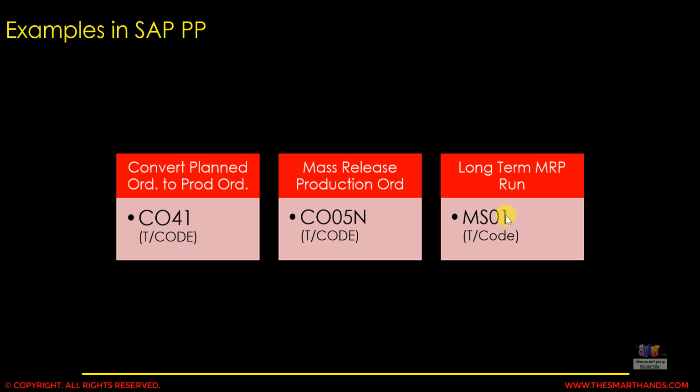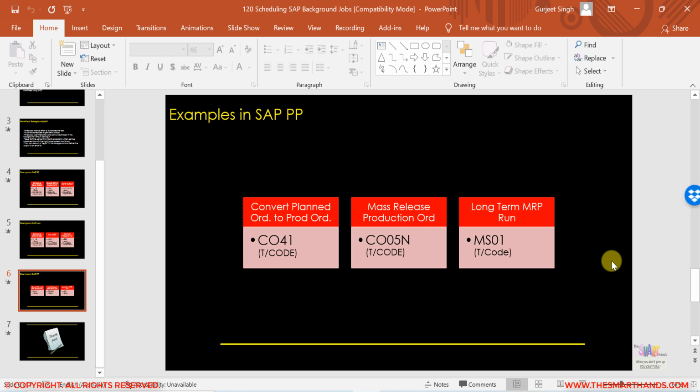In the same way, for example in the WM module, we may want to automatically create a transport order, or process some documents. So there are a lot of different ways, and the same goes for the FI module, PM module, everywhere. So let me show you how we can do this.